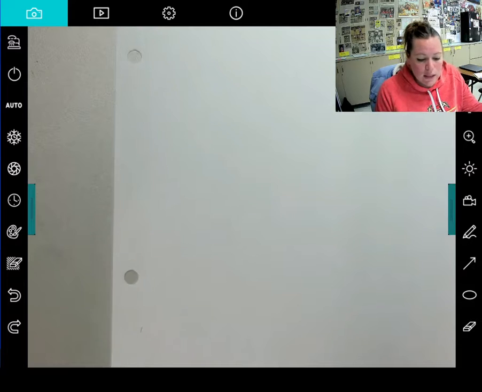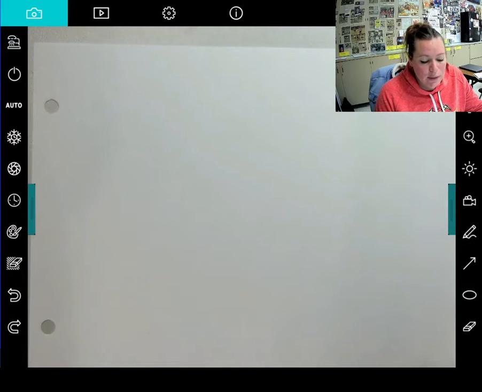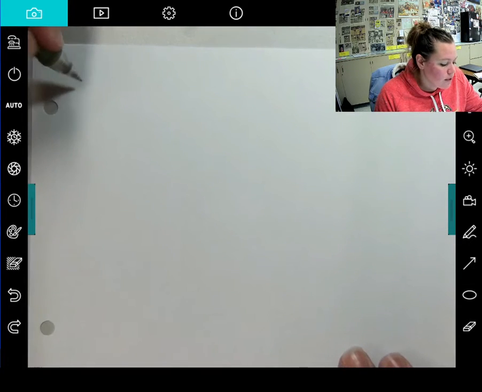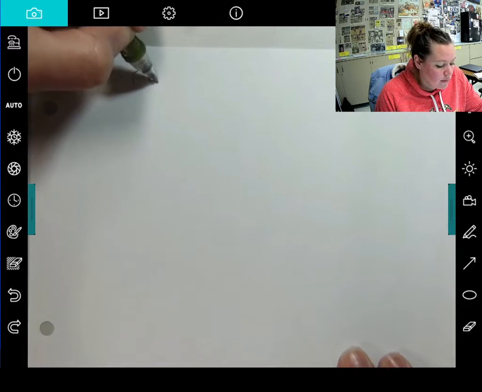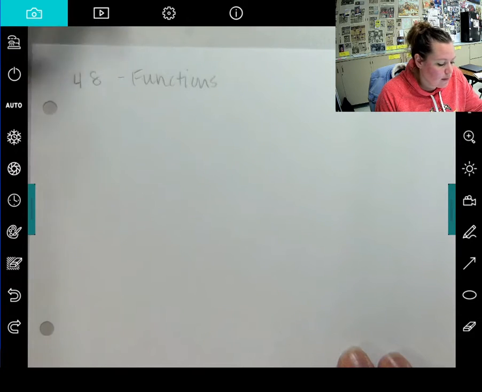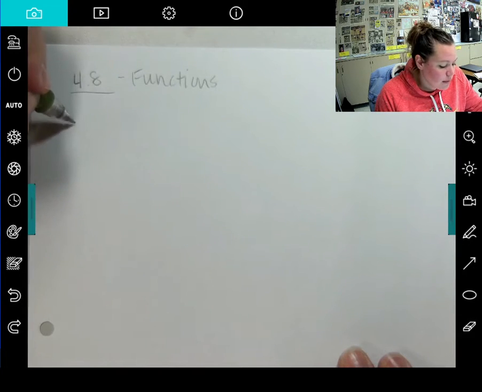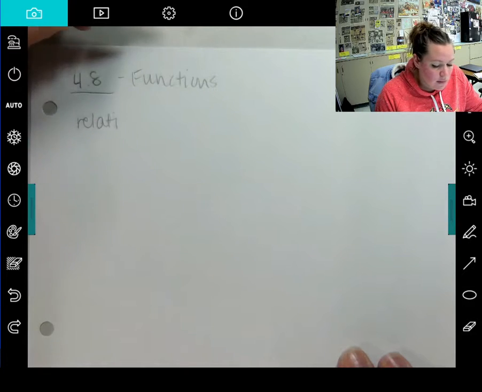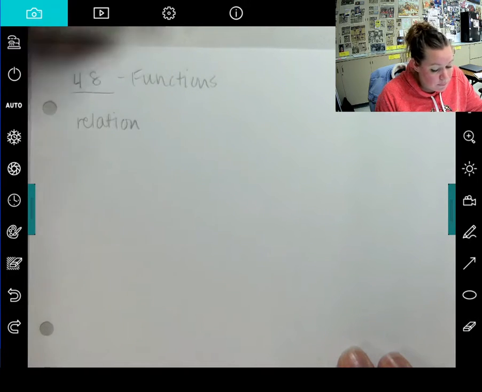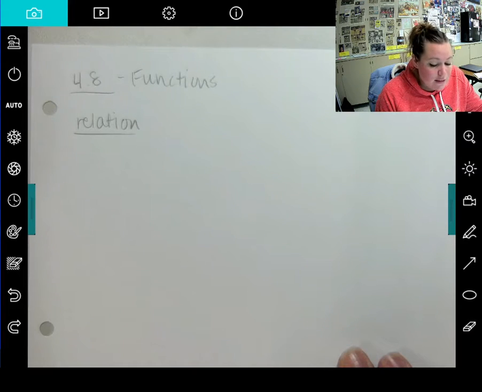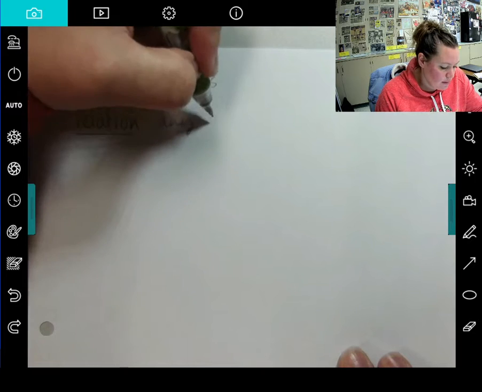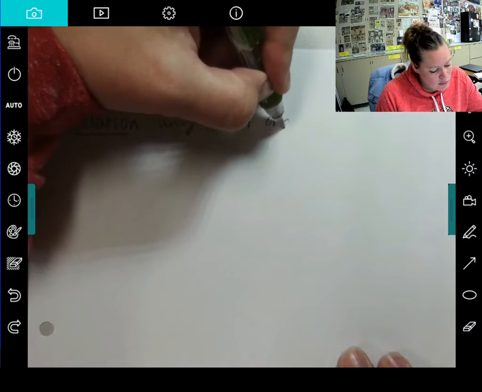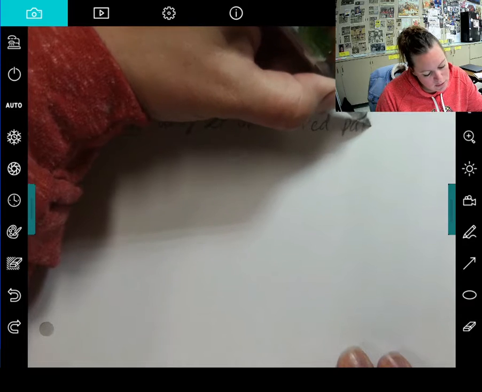So we're going to start by looking at some vocabulary. Some important vocabulary that we need to have memorized. This is lesson 4.8, functions. The first word is relation. A relation is any set of ordered pairs.